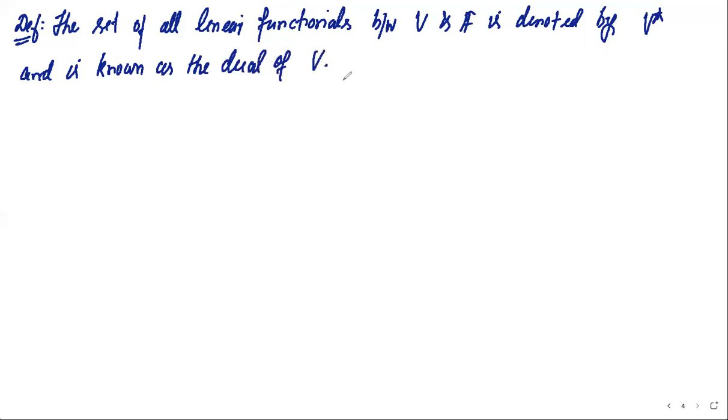So what is the dual of V? The dual of V is the vector space of all the linear functionals from the vector space V into the underlying field F. Here this field is also a vector space. V is assumed to be a vector space over F, and F is assumed to be a vector space over itself. Then the set of all linear transformations from V into F is already known to be a vector space. This vector space is usually denoted by V star and is known as the dual of V.